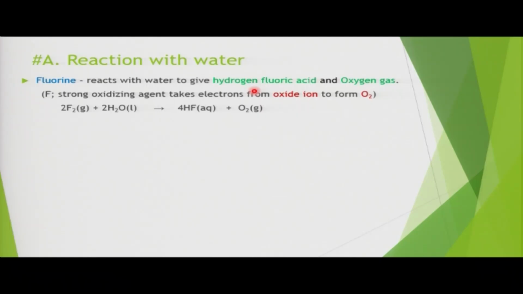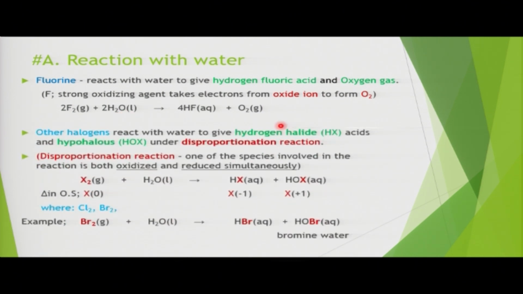First, reaction with water. Fluorine, when it reacts with water, forms hydrofluoric acid and oxygen gas. In this case, the oxygen loses electrons to the fluorine. Remember, it is the most electronegative and at the same time the most oxidizing element. So it takes electrons from the oxygen, depositing oxygen. Simply, you can say fluorine displaces oxygen from water. The others react differently, under a disproportionation reaction, to give different products.